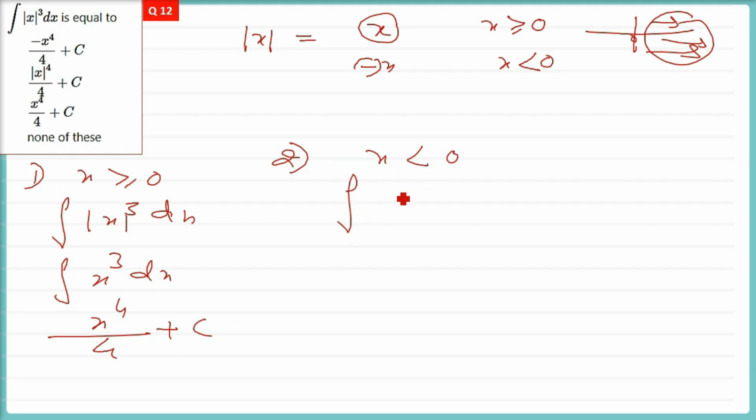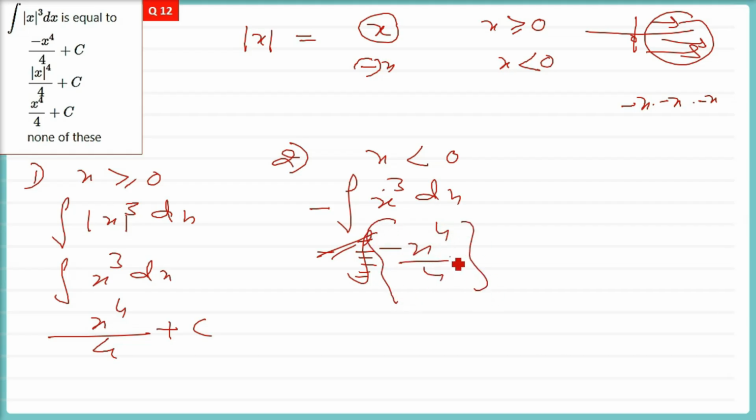When x is less than 0, the modulus x will give you negative x. As I showed you earlier, you can consider it like this: negative x into negative x into negative x. So it will be negative x cube. Negative you can take outside, and you just have to integrate x cube dx. So this will be x raised to 4 divided by 4 with a negative sign here. The first case gives you the same content, x raised to 4 by 4, but it is positive in the first case, and negative in the second case.